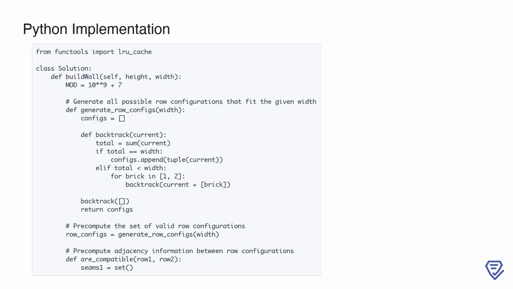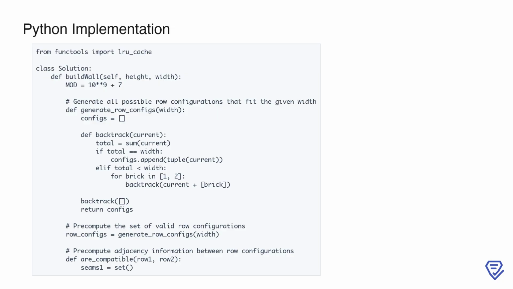To solve the problem of building a sturdy brick wall, we start by importing the lru_cache decorator from the functools module to optimize our recursive calls. The build wall method takes two parameters: height, which is the number of rows in the wall, and width, which is the total width of each row. We define a constant mod to ensure our results fit within the required limits.